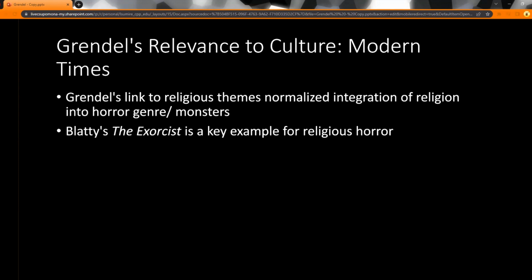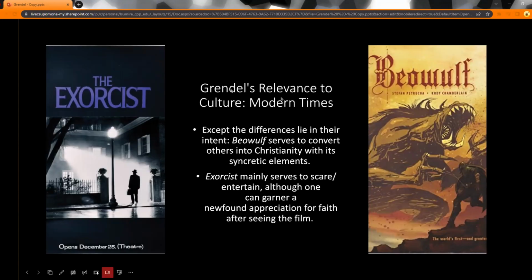Blatty's The Exorcist is a religious horror story, but these two ideas differ, which we're going to see in the next slide. So the Christian elements are used in very different ways, comparing these two. On the right-hand side, Beowulf serves to convert us into Christianity. Like Grendel coming from Cain being a very obvious example. We're trying to go from polytheism to monotheism. That's the whole point of Grendel being descended from Cain. The Exorcist, meanwhile, doesn't really serve to do that. It mainly uses Christianity as an outlet for religious horror. So the idea of a lack of faith from Karras or having no faith at all, like Chris MacNeil, is what drives the horror elements from The Exorcist.